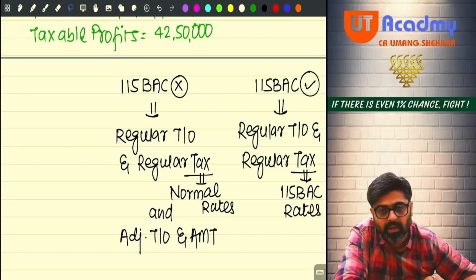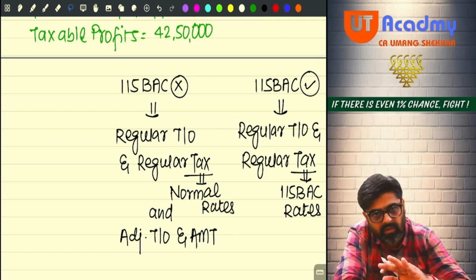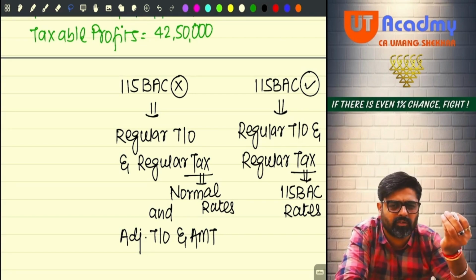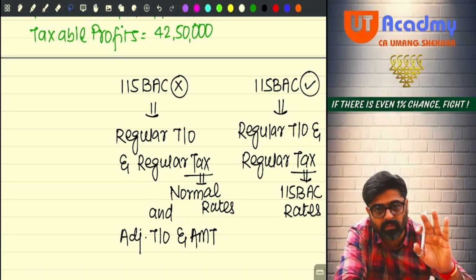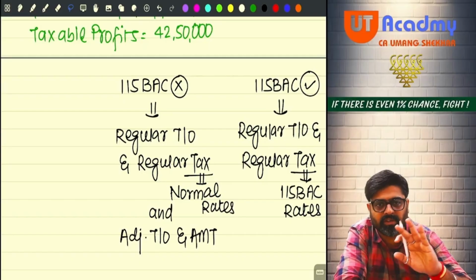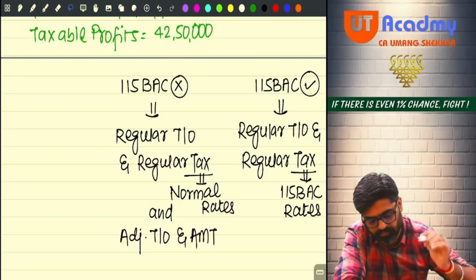But before that, did you understand the entire AMT provisions? After understanding, let us take a very small basic example with numbers so that you will come to know how to apply these provisions in the question. Then I will come to that question. Okay, no? The main question.